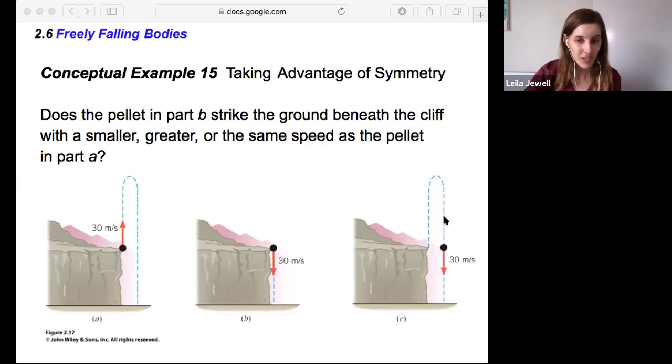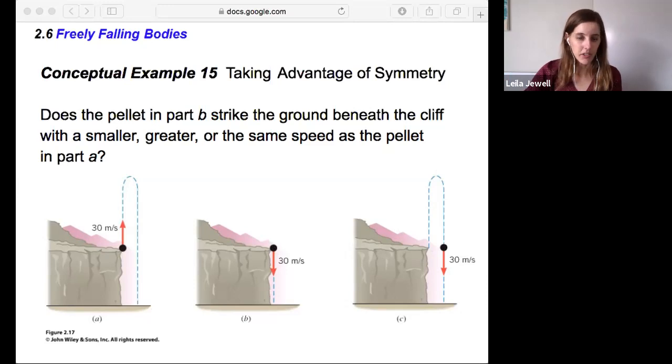It'll have this same acceleration pulling it down, so that at this point at 30 meters per second, it is that speed, right? And so that's the same as if it was flung downward. There's this really nice symmetry here. So it doesn't get any head start by going up, nor does it get delayed. Well, it does get delayed in time, but the speed at which it strikes the ground beneath the cliff or the water is going to in fact be the same.